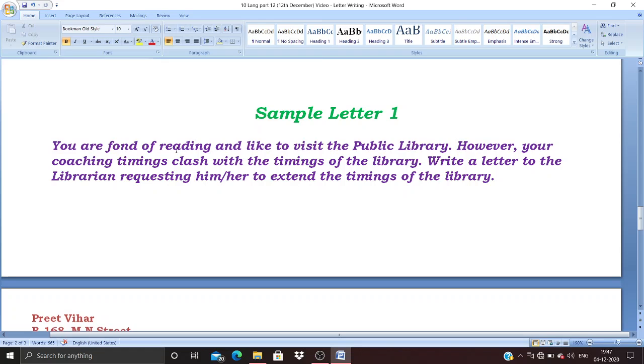So you are fond of reading and like to visit the public library. However, your coaching timings clash with the timings of the library. So write a letter to the librarian requesting him or her to extend the timings of the library for only one person. Good, it may happen.